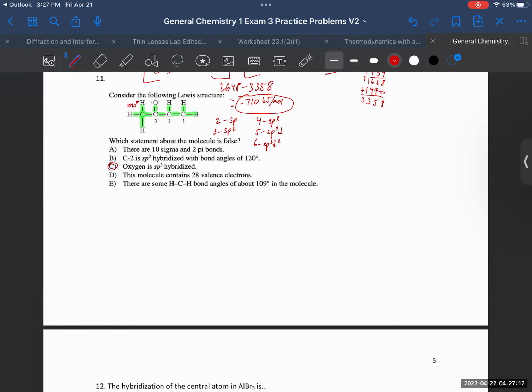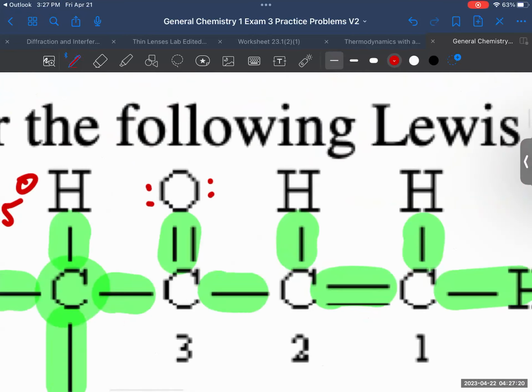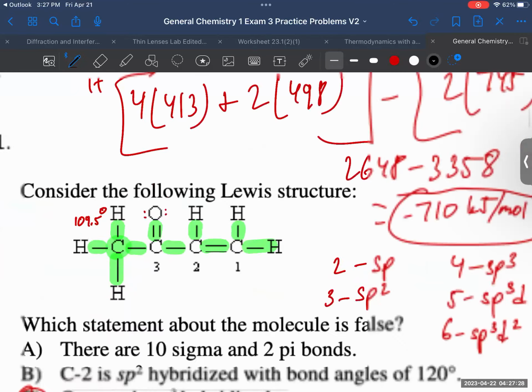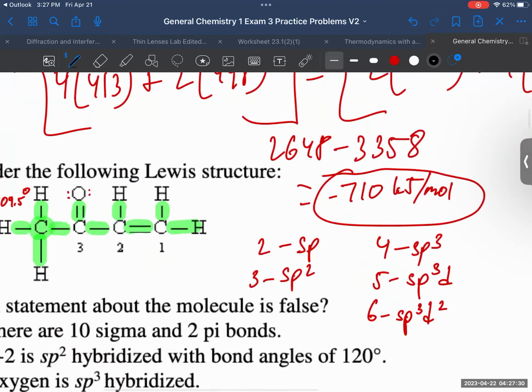So if y'all want me to explain hybridization, I can. So wouldn't oxygen be sp3 hybridized then? Not necessarily, because as I was telling her, each lone pair counts as one. So there are three things attached to it, right? Yeah. So there's three things attached. It's not sp3 hybridized. Oh, it's sp2. Yeah.